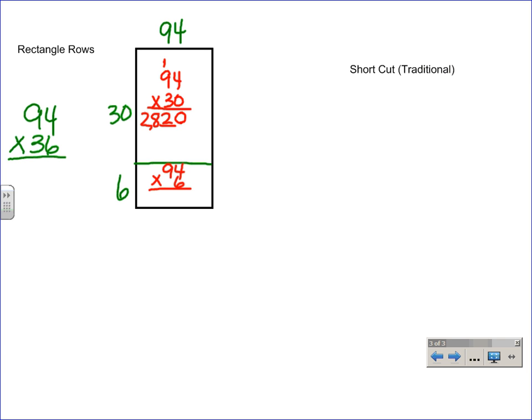Below that, now I'm going to multiply 94 by just 6. Starting with the ones place, 6 times 4 is 24. 4 is coming down. Going to carry the 2 tens. Then now I will say 6 times 9 is, excuse me, 54. And 54, I'm going to add these 2 other 10s, so 55, 56. Okay, so 56 tens.